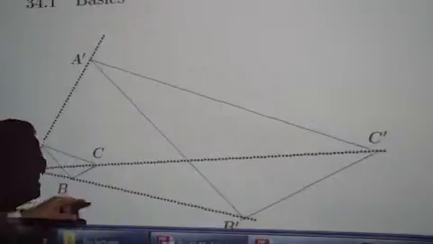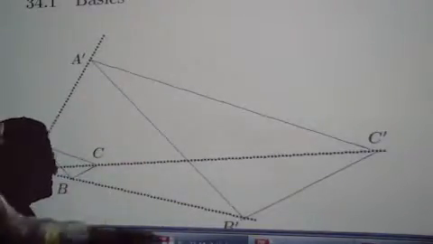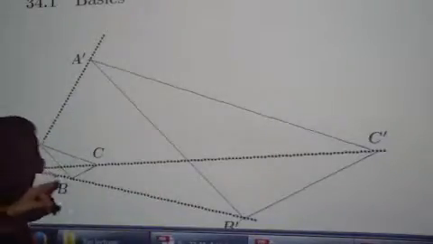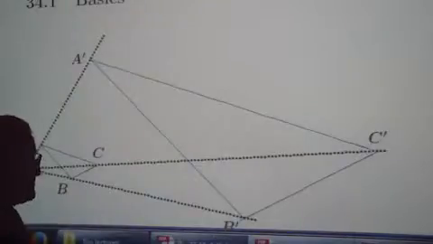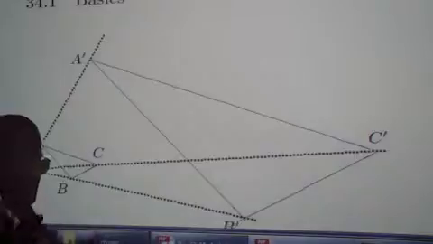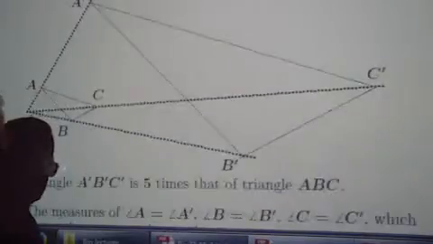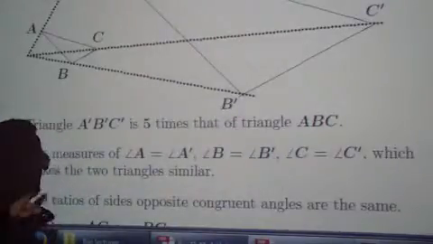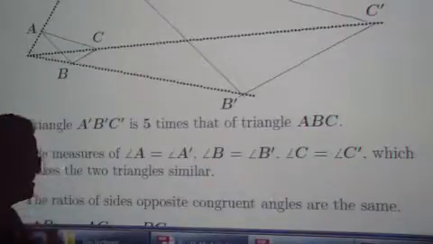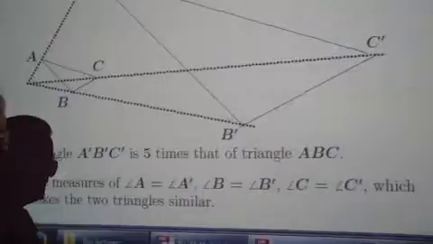Then I will have ratios that are the same. The side AB is to the side A prime B prime, as BC is to B prime C prime. The ratios are the same in similar triangles. It looks like the big triangle is 5 times the small triangle, so the ratios should be 5 if you go one way, or 1/5 if you do the reverse.